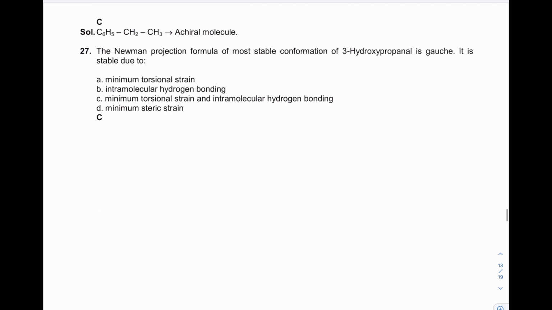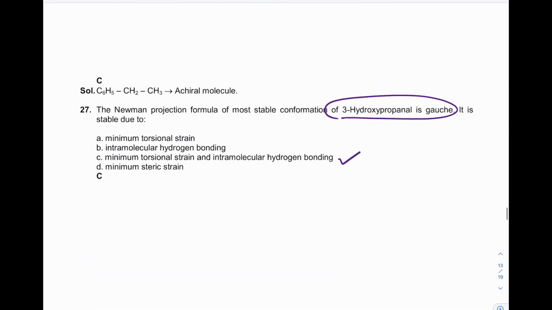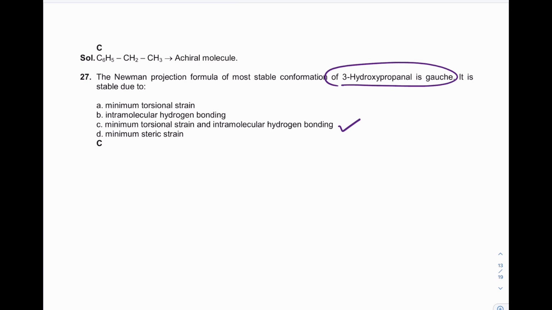Next, Newman projection. The most stable conformation of 3-hydroxypropanol is the gauche conformation. This one is correct, and it is stable due to intramolecular hydrogen bonding and less torsional strain. Minimum torsional strain is between eclipsed and the staggered form, this one.